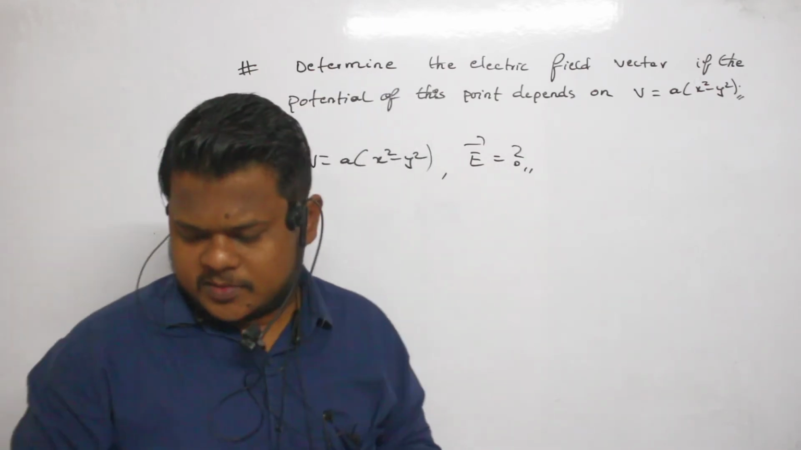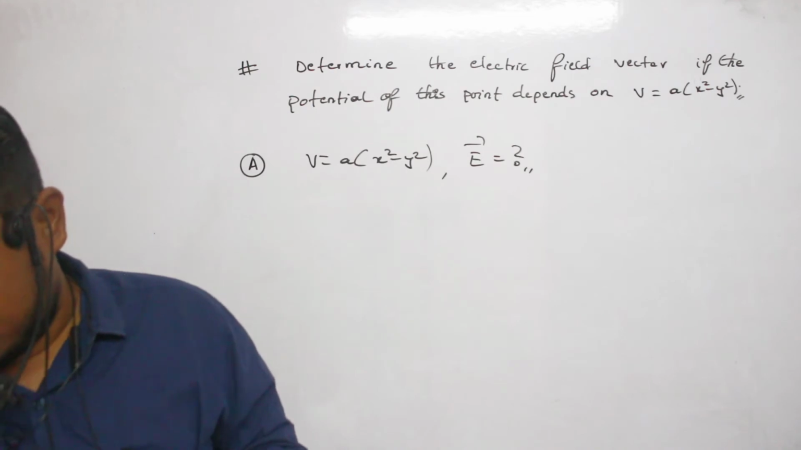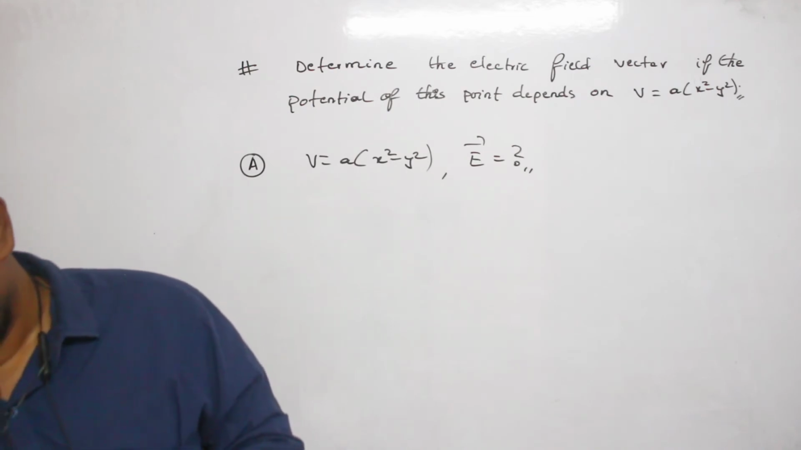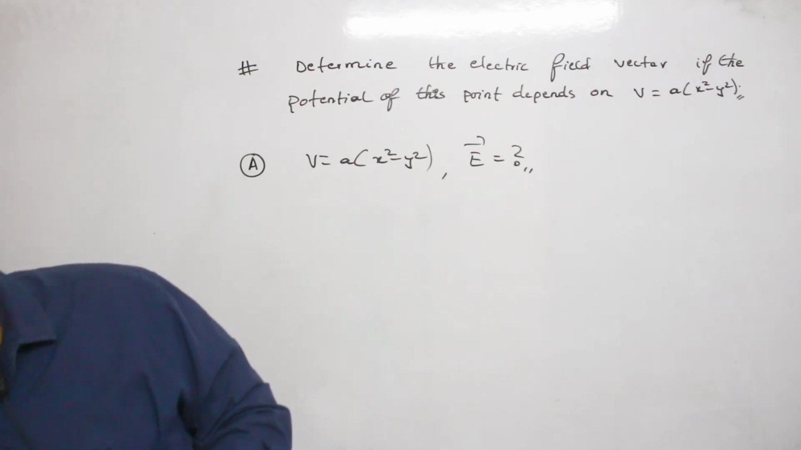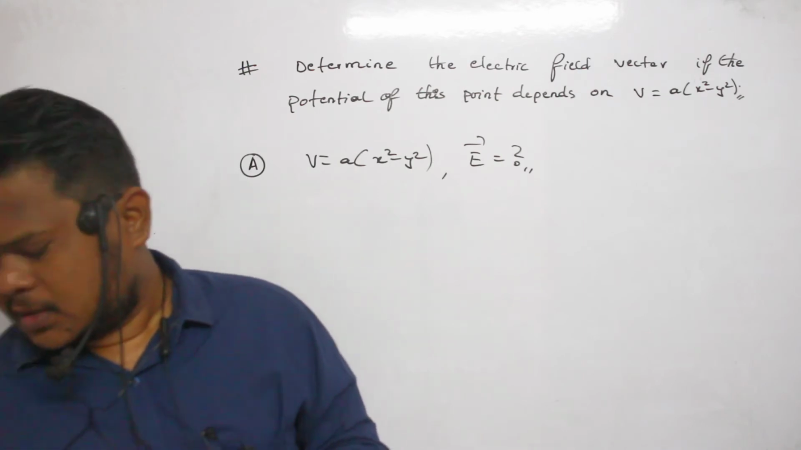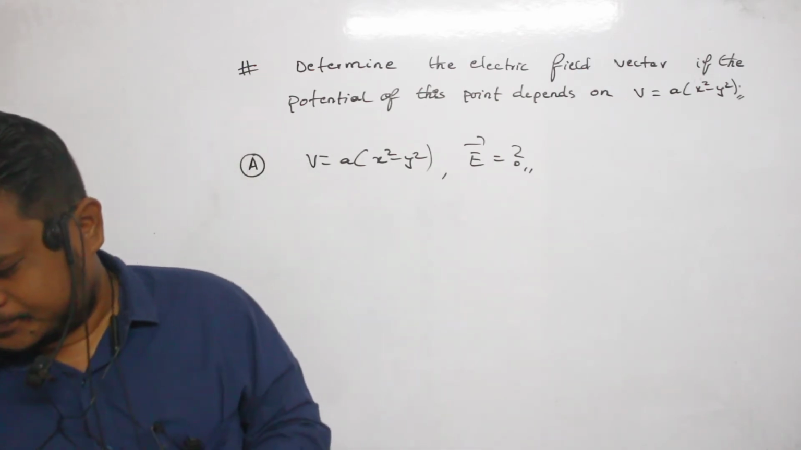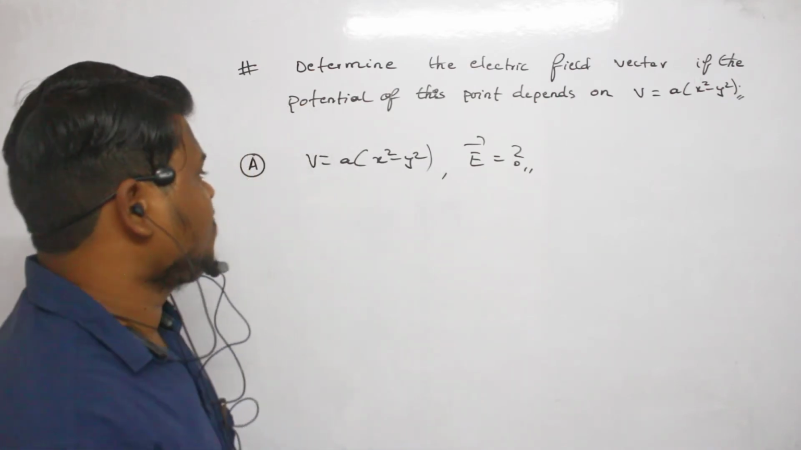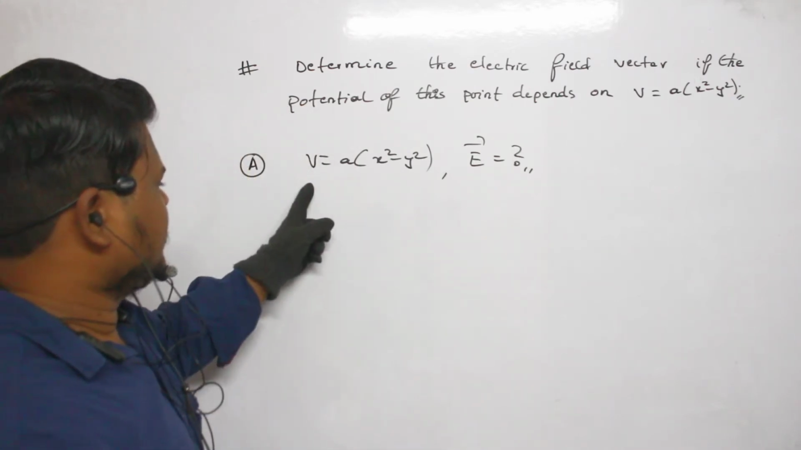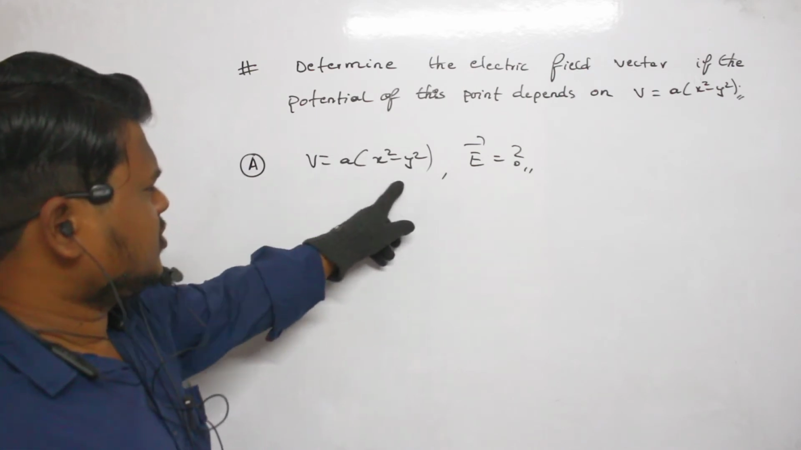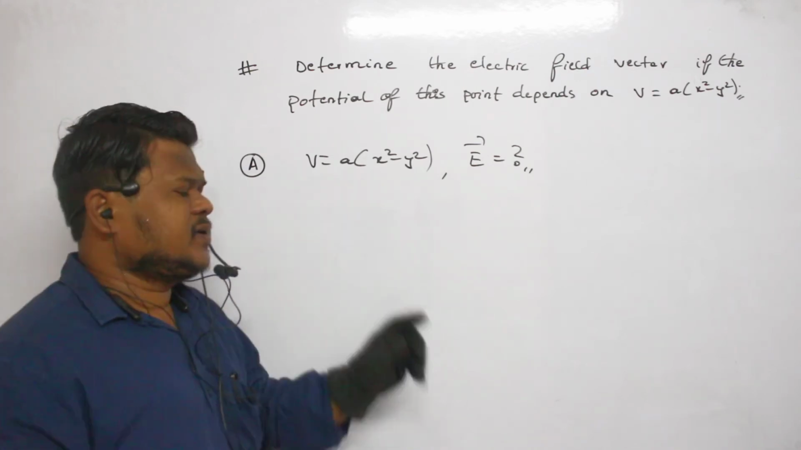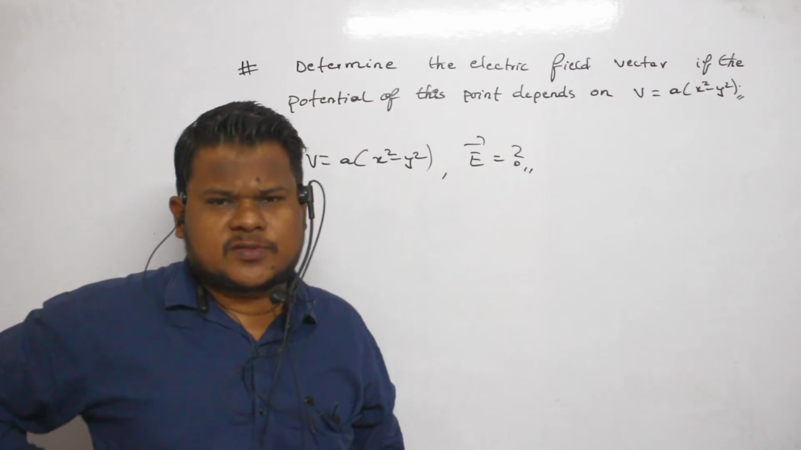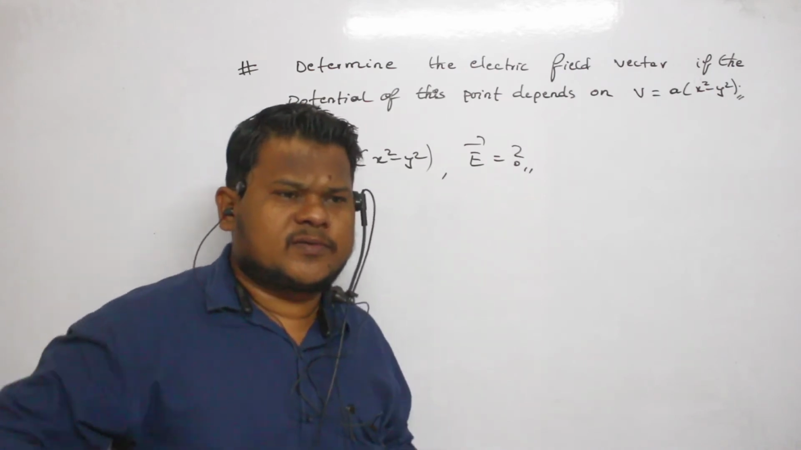So already we have done some problems based on this. Now can you say how can I do this? How can I do this calculation? See, by looking at this equation, what do I understand? V is equal to A into x square minus y square. What do you understand from this?